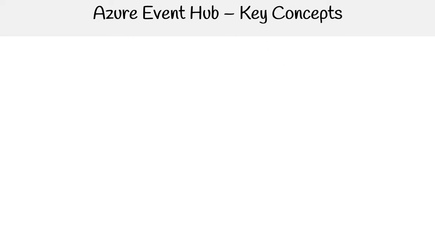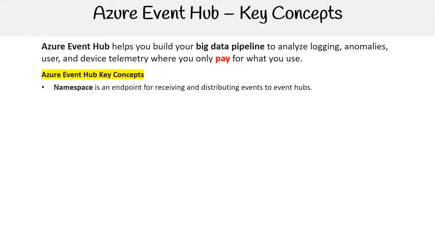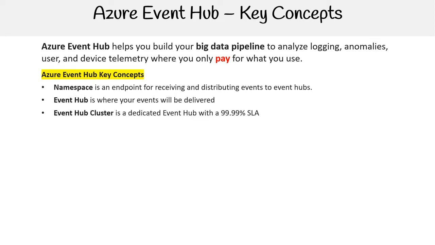Let's take a look at the key concepts. A lot of these we'll cover in future slides, so this one is a bit text heavy, so do not worry. But Azure Event Hub helps you build your big data pipeline to analyze logging, anomalies, users, and device telemetry, where you only pay for what you use. So some of the key concepts here are namespace. It is an endpoint for receiving and distributing events to the event hubs. We have Event Hub, where your events will be delivered. Event Hub Cluster, which is a dedicated event hub with 99.99% SLA.